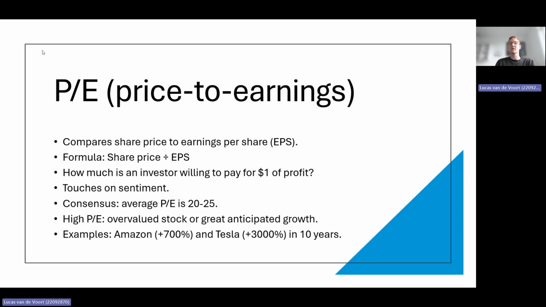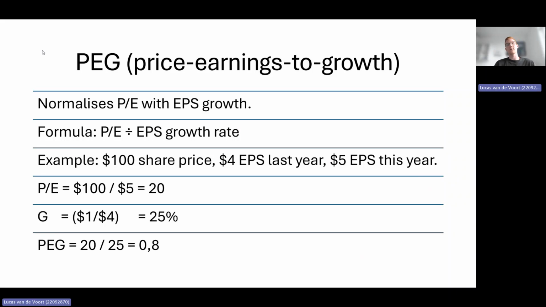For example, if you look at 10 years ago, companies like Tesla, companies like Amazon, they had very high PE ratios. Amazon was around 75, 80. Tesla was in the hundreds, I think 600 at the highest point. But were those companies overvalued back then? Well, most definitely not. Tesla has increased by about 3,000%, Amazon by 700%. So you need something to normalize the PE ratio with.